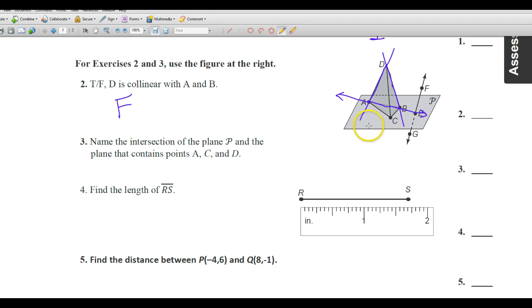So number 3, name the intersection of plane P, this plane right here, and the plane that contains points A, C, and D. So A, C, and D, basically the plane that travels through this face of the object. The place where 2 planes intersect will be a line. So the line of intersection, the common points of intersection, would be on line AC.